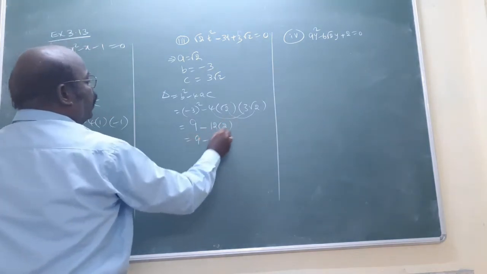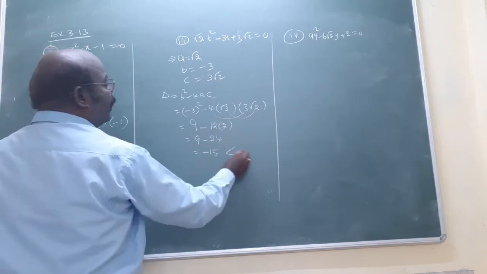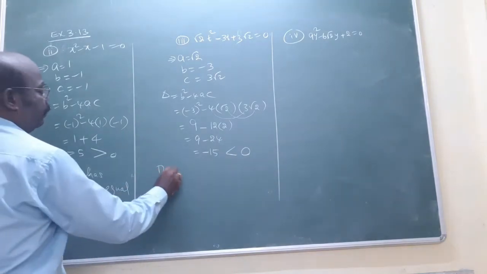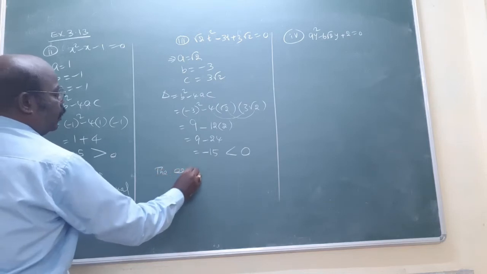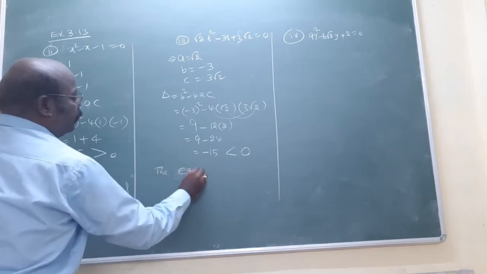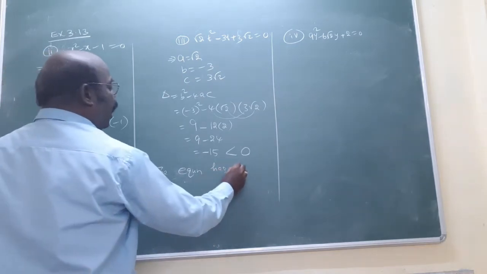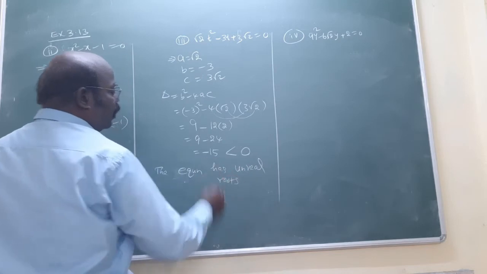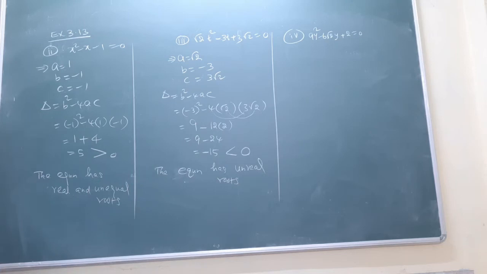Therefore 9 minus 24. You got what? Minus 15. This is less than 0. Negative means below 0. Therefore the equation has unreal roots, or otherwise no real roots. Unreal roots or no real roots are the same meaning.